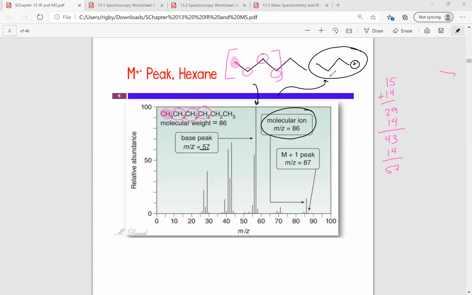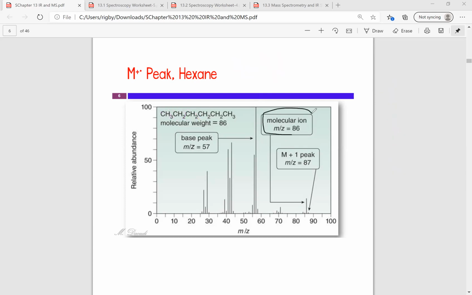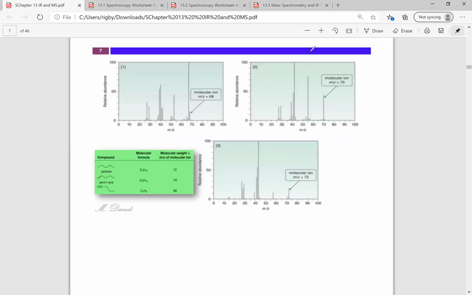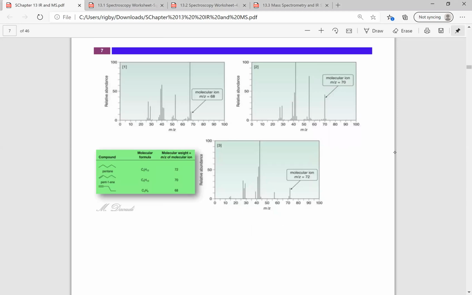And we can see here that again, here is our M peak, the molecular ion peak, 86 is the same as the molecular weight over here, 86. And then we can see the M plus 1 peak, again, one more mass than the M peak. Obviously, M plus 1 indicates that it's mass plus 1. All right? And so now let's talk about a little bit, how do we tell between different graphs?